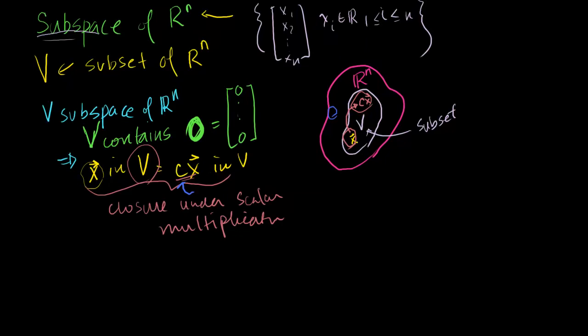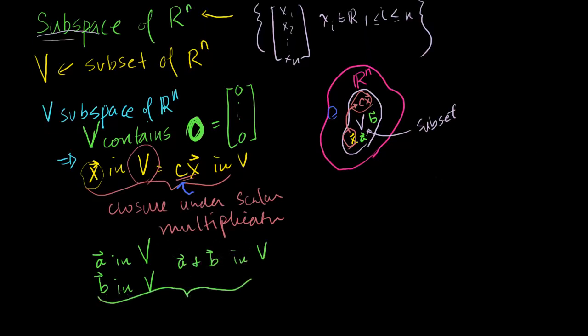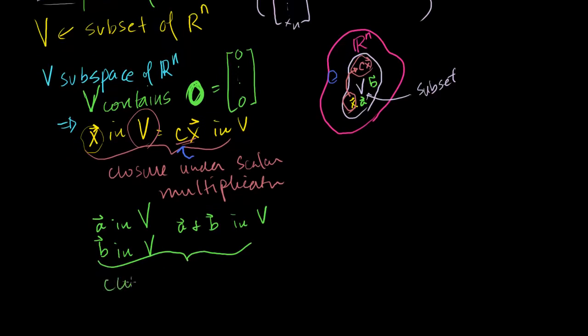And then the other requirement is, if I take two vectors, let's say I have vector A in here, and vector B in here. This is my other requirement for V being a subspace. If vector A is in my set V, and vector B is in my set V, then if V is a subspace of Rn, that tells me that A plus B must be in V as well. So this is closure under addition. Let me write that down. Closure under addition.